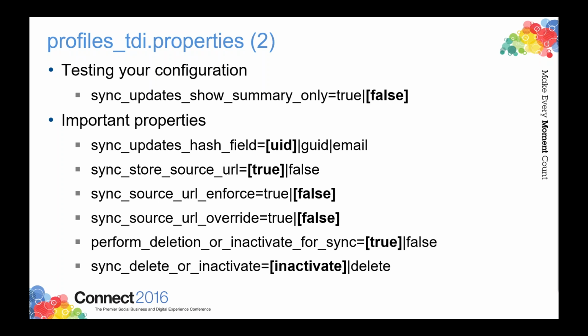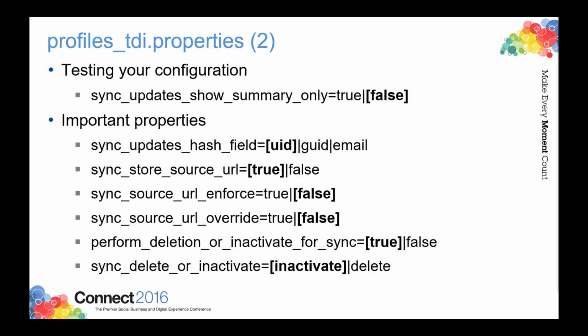We already talked about the sync updates hash field. I would recommend that you use GUID, and the sync store source URLs is true by default. So TDI writes the JDBC parameter and your search base to a column within the people database. It's just for information, but when you use the sync source URL enforce, only values with the same source URL will be updated.